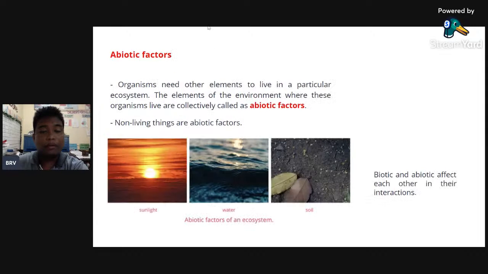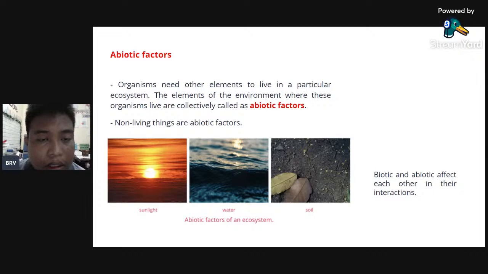Next, abiotic. Organisms need other elements to live in a particular ecosystem. The elements of the environment where these organisms live are collectively called abiotic factors. So non-living things are abiotic factors. So non-living things, those are the abiotic factors. So biotic and abiotic affect each other in their interactions.